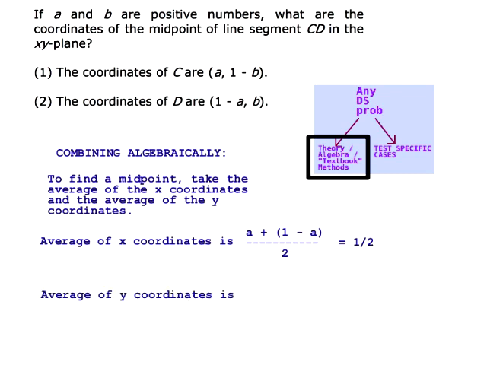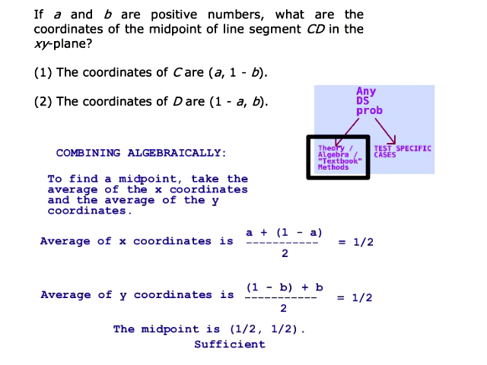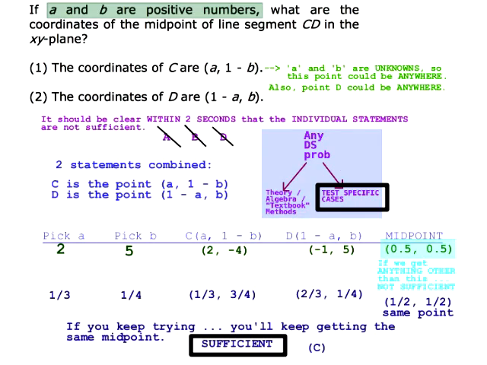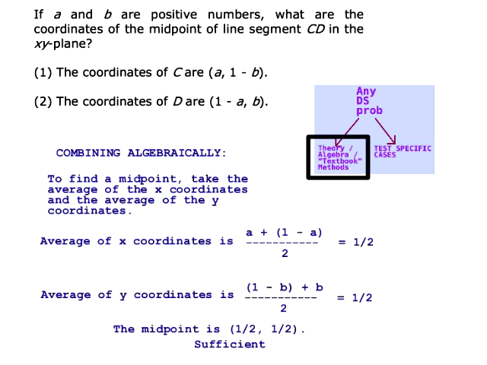And then the average of the y coordinates is going to be very similar, right? It's going to be 1 minus B, and then you add back B. That's going to cancel as well. So that's going to give you 1/2. So look at that. The midpoint is (1/2, 1/2). So that's sufficient. So you've got an algebraic approach. You've also got the testing cases approach. These are both absolutely legitimate approaches, and they both work.